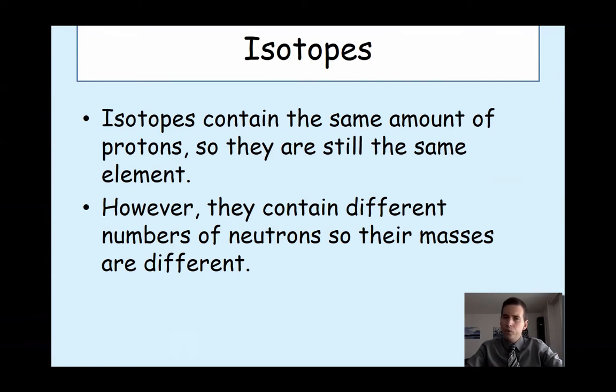Now, why is this important? If you look on the periodic table, it doesn't say mass number. It says relative atomic mass number. Now, the relative atomic mass number is often a decimal. Now, we've just been through how a mass number is number of protons plus number of neutrons. How can you have a fraction of a proton or a neutron? Well, you can't. So the relative atomic mass number isn't just counting protons and neutrons. It is the weighted average of all of the isotopes of that element.